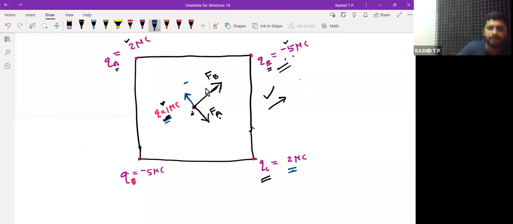And be careful, the distance from this and the distance from this are both the same. Therefore, whatever length we have drawn here, the same length I have to draw here also. This is FC. Fine.